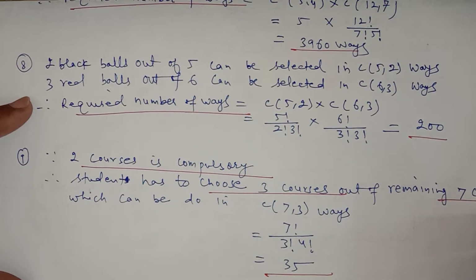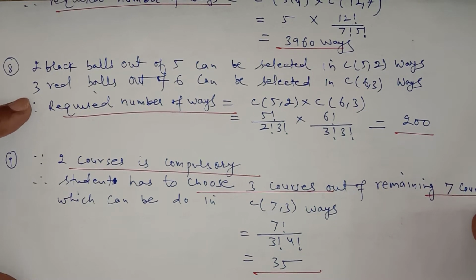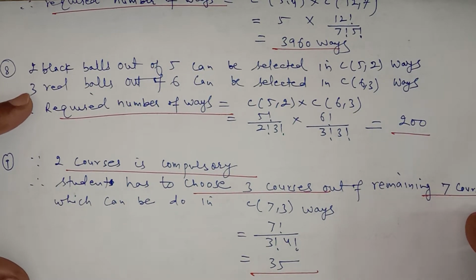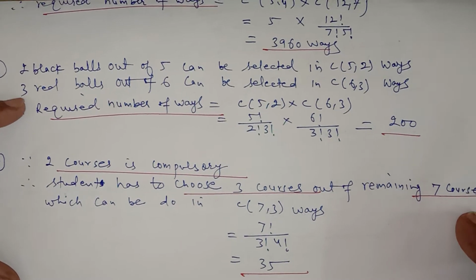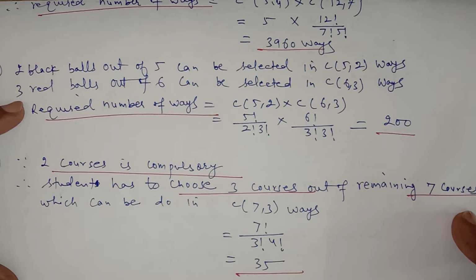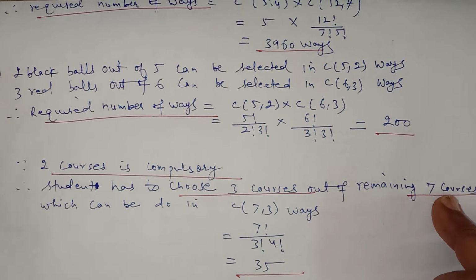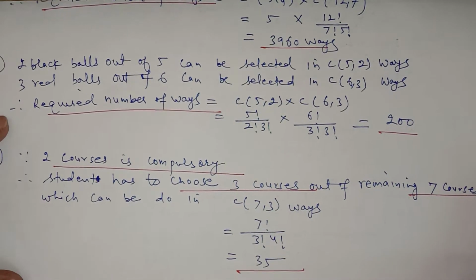a student has to select 5 courses or subjects in which 2 are compulsory, and there are a total of 9 courses. So it means out of 9, 2 are compulsory. So the student has to select the remaining 3 from the remaining 7 subjects, because out of 9, 2 are compulsory. So the remaining 7 subjects are optional. From the remaining 7 optional subjects he has to select 3 optional subjects, that is combination of 7, 3. So this is the way you can do question number 9. It is an easy question.